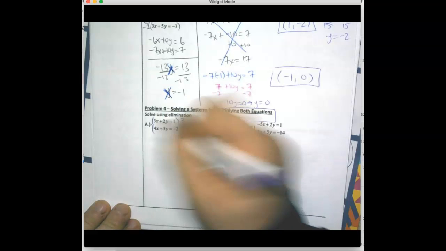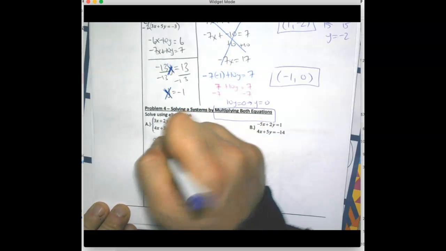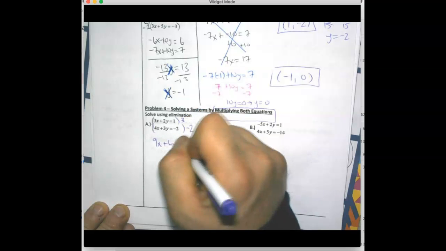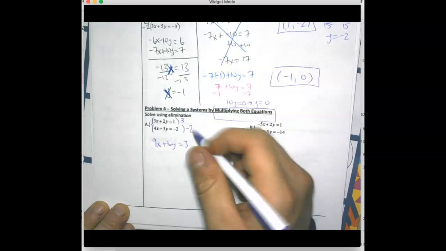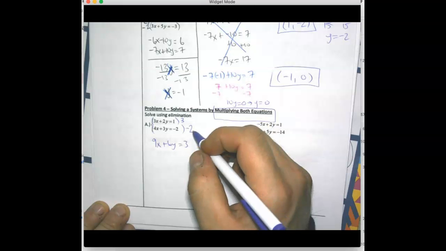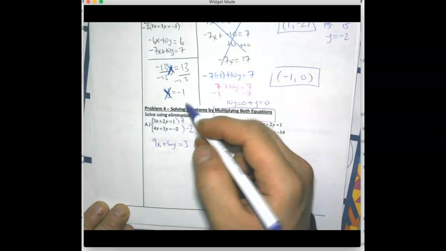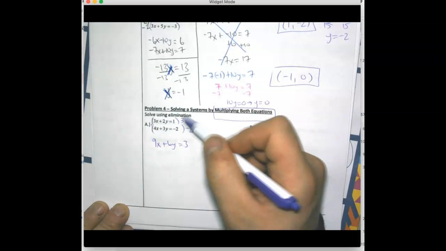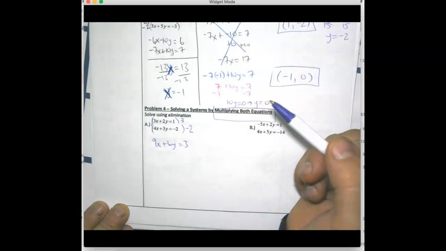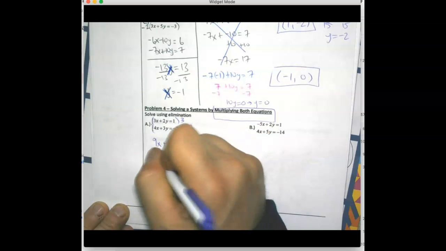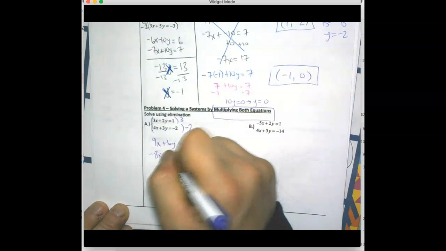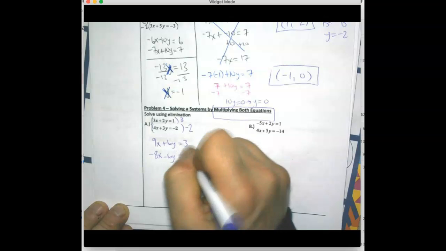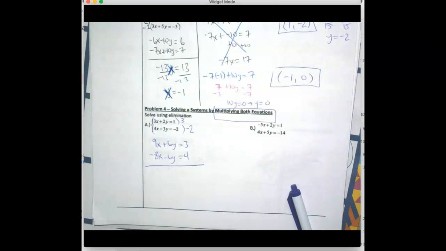So multiply the top equation by 3. 3 times 3x, 3 times 2y, 3 times 1. Bottom equation by negative 2. Again, remember we're making opposites out of the y's, so we have to think of what to multiply by, which was 3 and negative 2. Negative 2 times 4x, negative 2 times 3y, negative 2 times negative 2. Now I can add these equations and the y's will zero out.